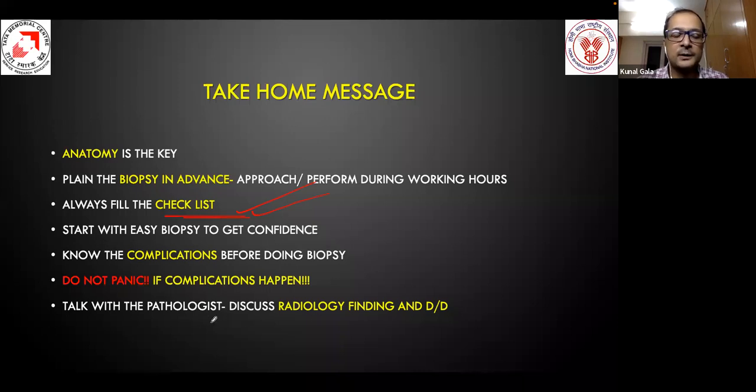Talk with the pathologist. This is the most important. If you want to get more and more referrals, talk with the pathologist, discuss the differential diagnosis. As we are radiologists, nobody knows the diagnosis better than us. Discuss the radiology findings with the pathologist and tell them the differential diagnosis, so that we get more of a clinical success rather than a technical success.